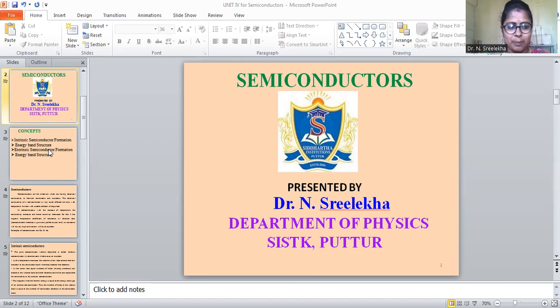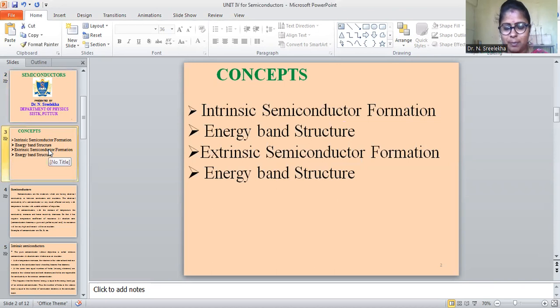So today my concept is semiconductors. Semiconductors play a vital role in the universe. Semiconductors are electronic devices enabling advances in communications, computing, healthcare, military systems, transportation, clean energy, and everywhere we are using semiconductors. Without semiconductors, we can't imagine the universe nowadays.